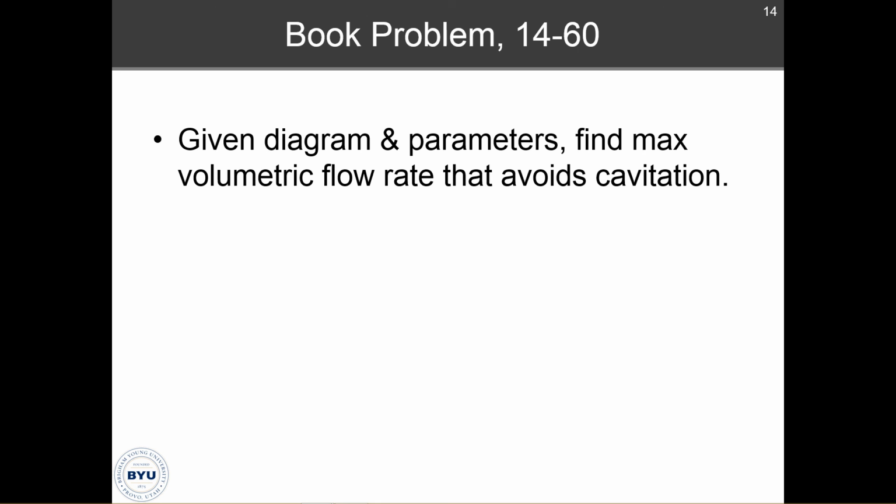This is an NPSH problem. It's actually full-on book problem 14.60. Okay, so the point of this problem is if you're given a diagram and key parameters of a system, you should find the max volumetric flow rate that avoids cavitation in the pump or in the system. When you think of cavitation, what comes to your mind? That's right, you should be considering net positive suction head.